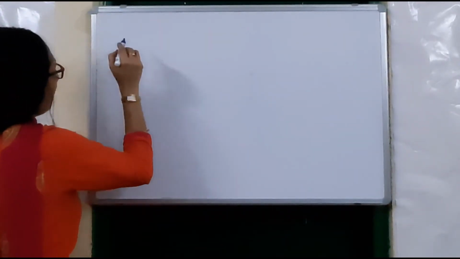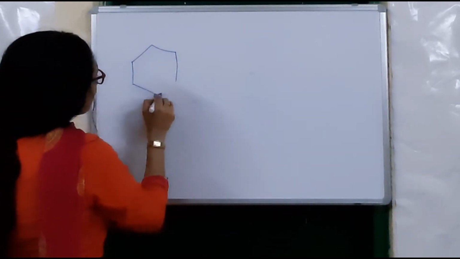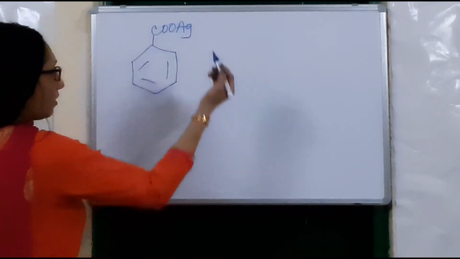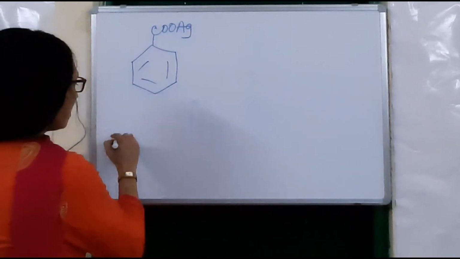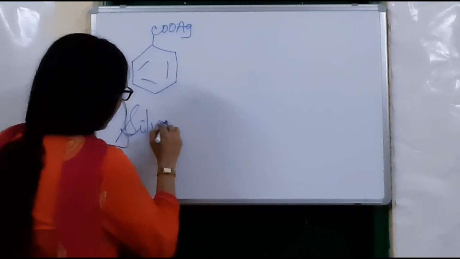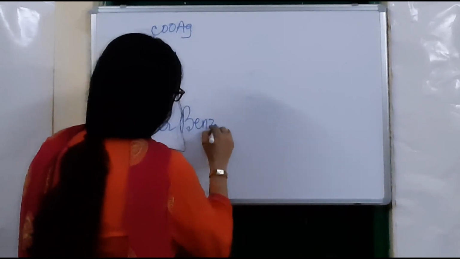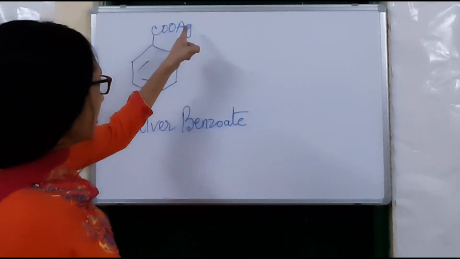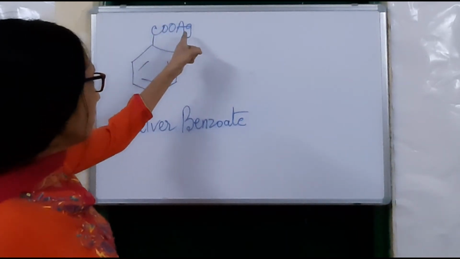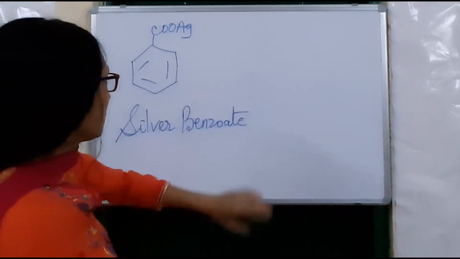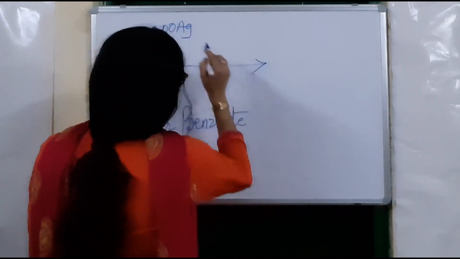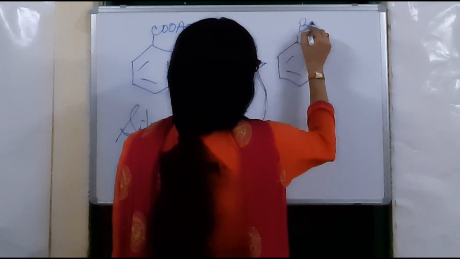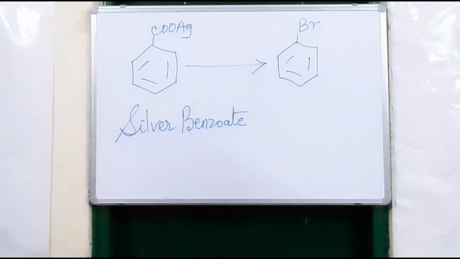Now suppose you were asked to convert this compound. Do you know what is the name of this compound? This is silver benzoate. COOH, that is benzoic acid. H is being replaced by silver, so this is silver benzoate. If I ask you this conversion, silver benzoate to bromobenzene, how to carry out this conversion?